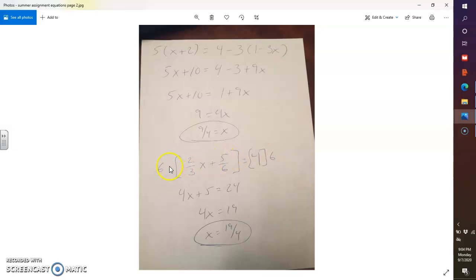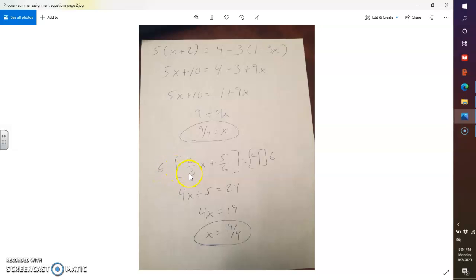You can multiply both sides by 7, 8, 4. As long as you do the same thing to the other side, you can multiply by whatever number you want. The trick here is to pick a number that makes life easier for you. So in this case, 6 is going to make it easier for me because it eliminates the fraction.